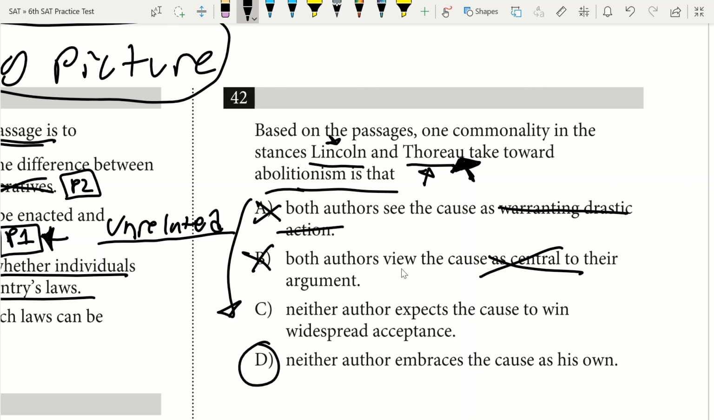so B is wrong. C, neither author expects the cause to win widespread acceptance. We never hear about that. We never touch on whether they think it'll be widespread acceptance there. So C would be wrong as well.